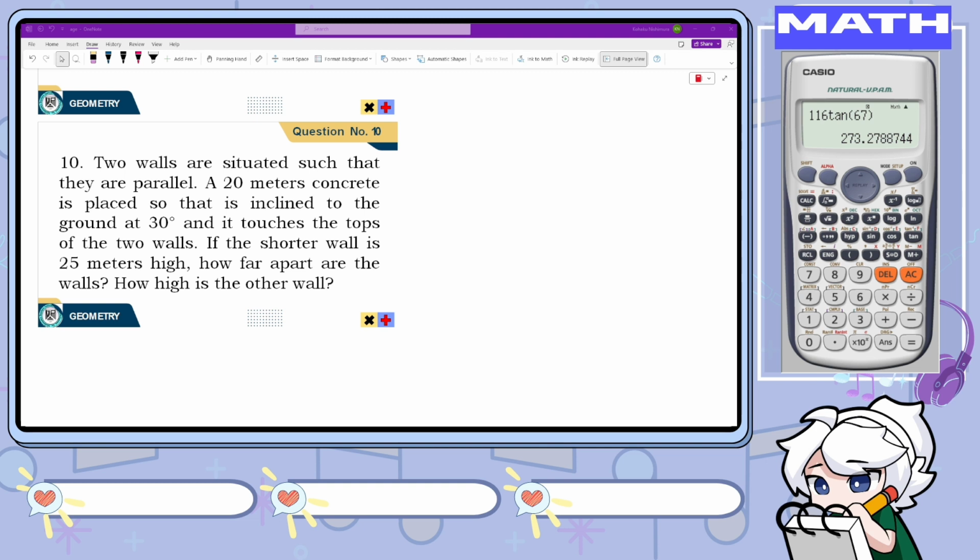So let me read the problem. Two walls are situated such that they are parallel. A 20 meters concrete is placed so that it is inclined to the ground at 30 degrees. And it touches the tops of the two walls. If the shorter wall is 25 meters high, how far apart are the walls? How high is the other wall? Here is a tricky question now.